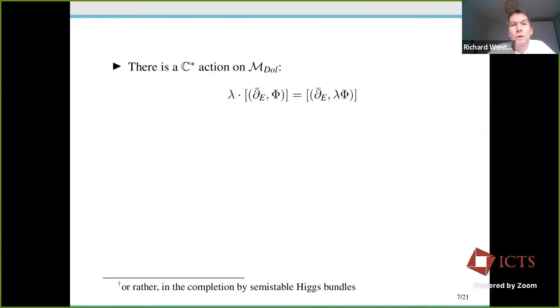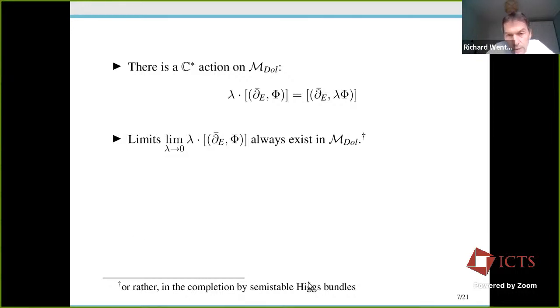Okay, so the other ingredient that's very important in this whole business is that there's a C-star action. It just comes from scaling the Higgs field. And the limits of the C-star action always exist. So of course we have to complete the moduli space, so let's not worry too much about that, but the limit always exists, and this gives you, as we'll see later, a stratification of the Dolbeault moduli space.